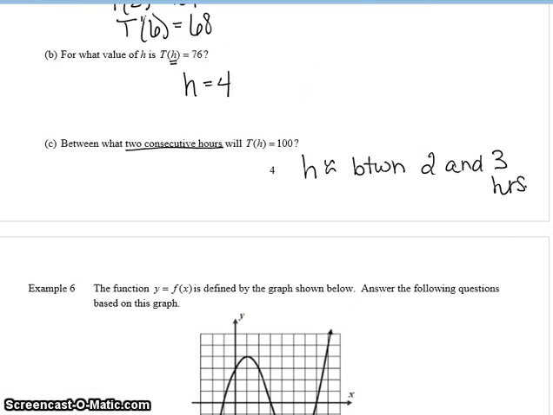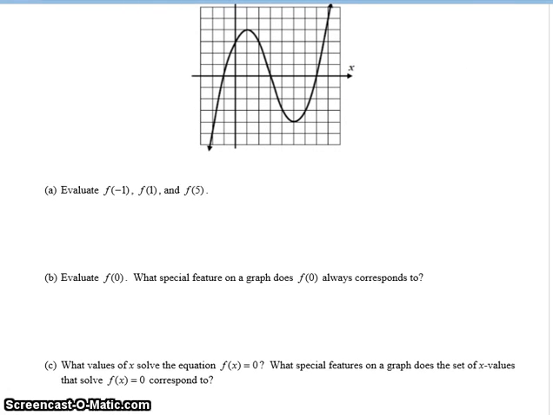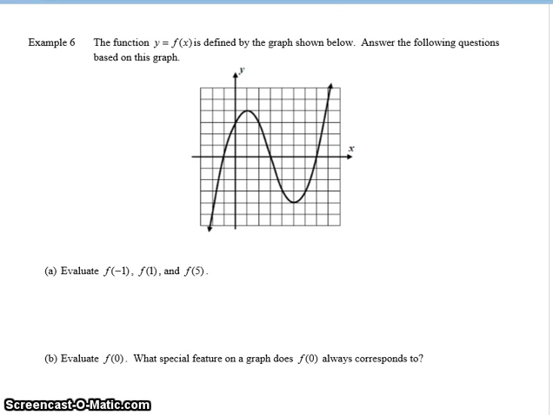Moving on here, example 6. The function y equals f of x is defined by the graph shown below. Answer the following questions based on the graph. Evaluate f at negative 1. Remember, these are your x values. So it says go over to negative 1, and it wants to know where it is at negative 1. It's at 0. So f of negative 1 is equal to 0.